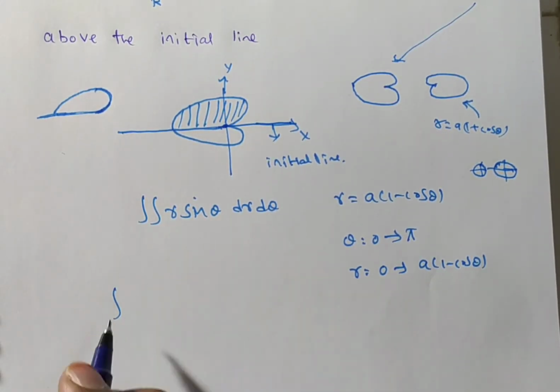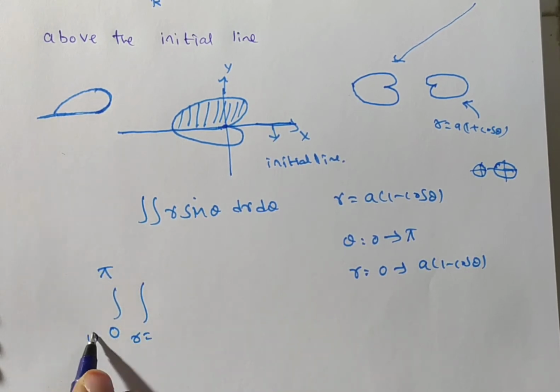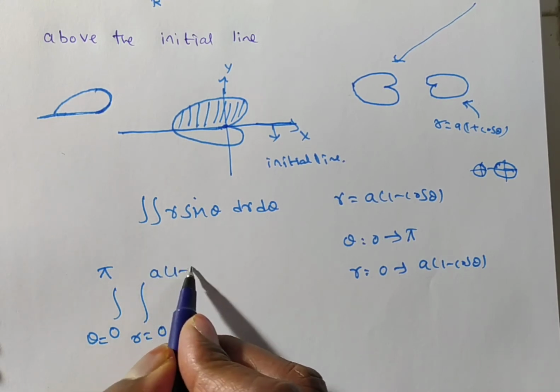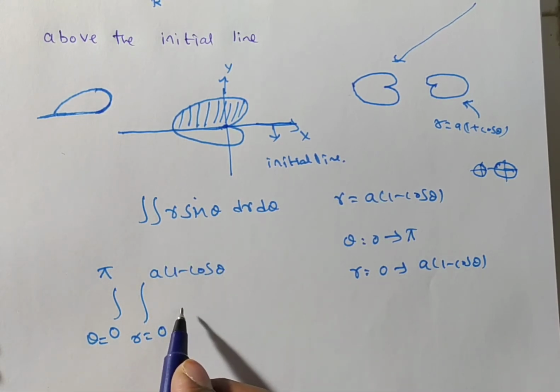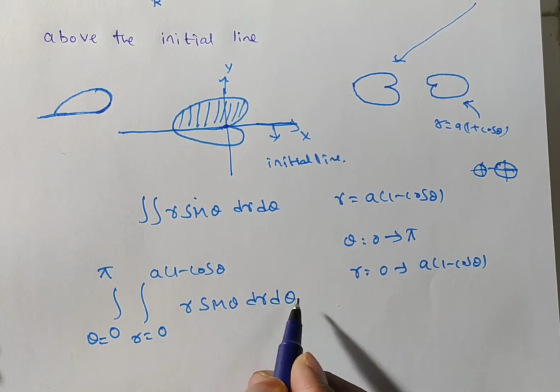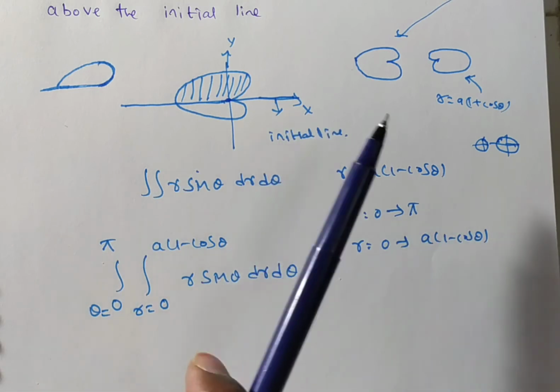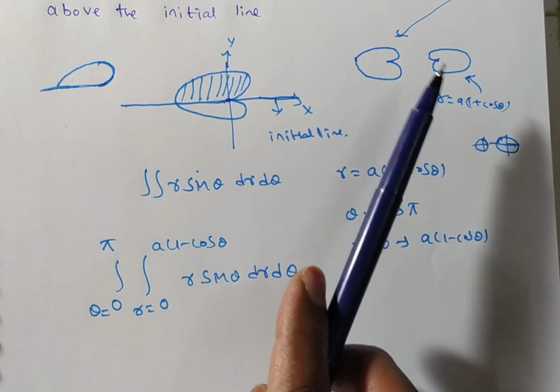Now you can integrate this very easily. The theta limits are from 0 to pi. Now r is from 0 to a into 1 minus cos theta, with the integrand r into sin theta, dr d theta. That's it. So this cardioid is clear for everyone. If the same problem is given with r equals a into 1 plus cos theta, it is like this only.